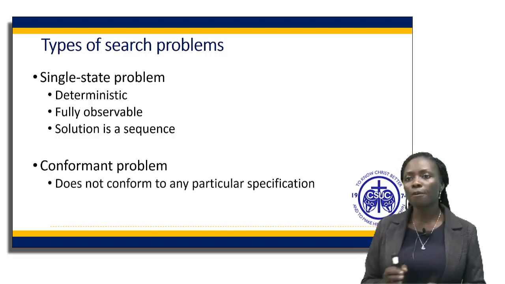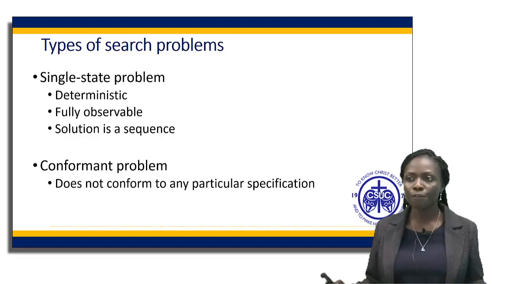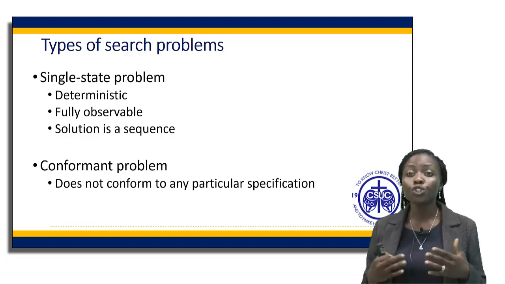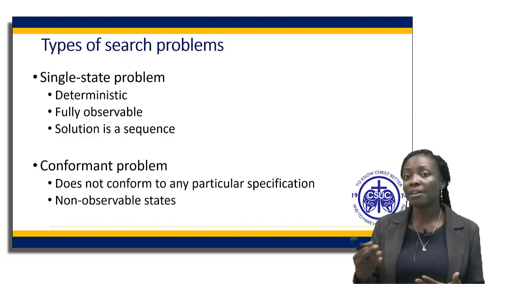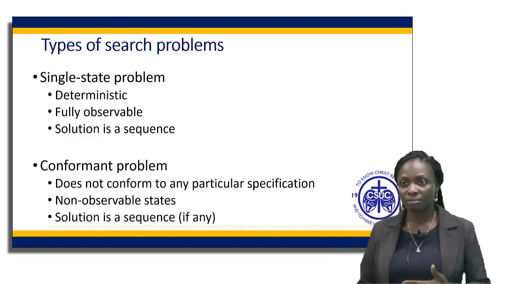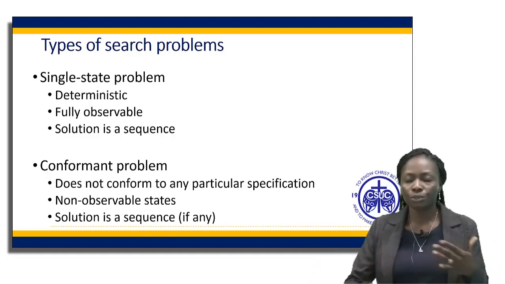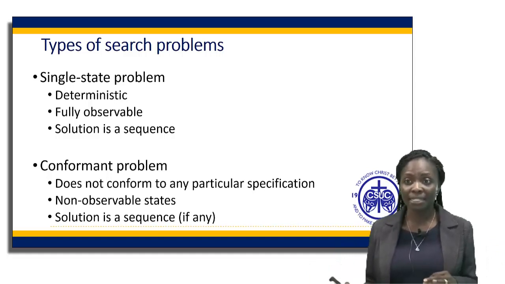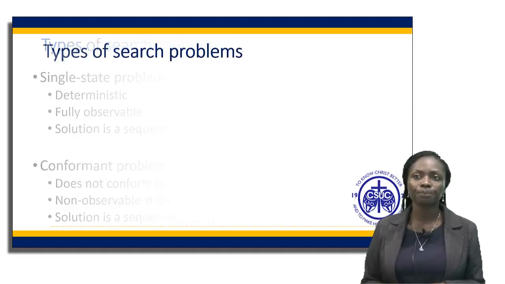Then we have the conformant problem. As the name suggests, a conformant problem does not conform to any particular specification. So it is more or less like an unknown kind of problem. We don't know what it entails. We don't have states that we can observe. We don't have any precedents. There's no particular way to solve it. We're just going to do a random search. We're just going to move around and see what works. Solution is usually a sequence if there is a solution.